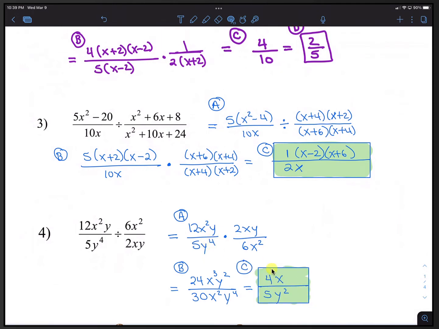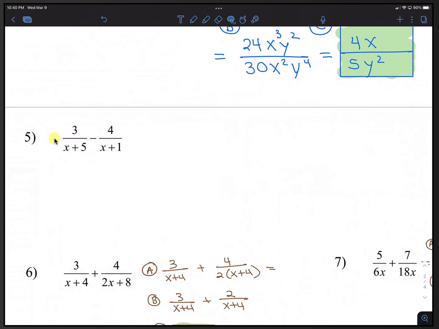In step C, we just finish everything up. We can reduce the 24 over 30. That becomes 4/5, because I can divide both of those numbers by 6. I can subtract the exponents. The 3 minus 2 leaves me with x to the first on the top. And then if I subtract the y's, that'll be 2 minus 4. That would give me a negative 2. And so that means I would end up moving it to the bottom, so to have y squared on the bottom. All right, so your final answer is this: 4x divided by 5y squared.